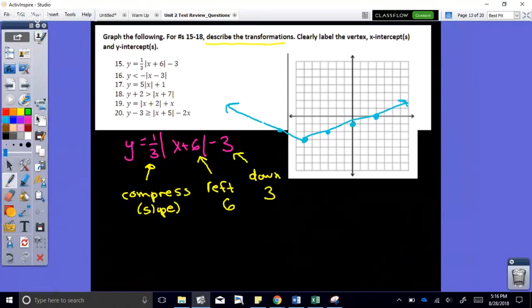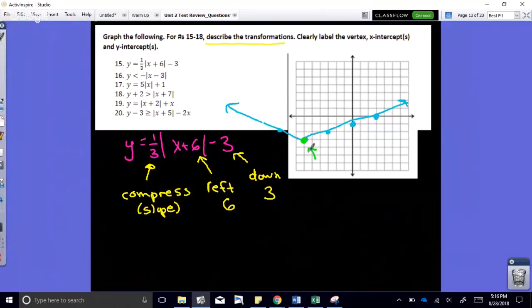The vertex is always at that split point. So looking at it, if you know the shifting, the vertex is the point (-6, -3).